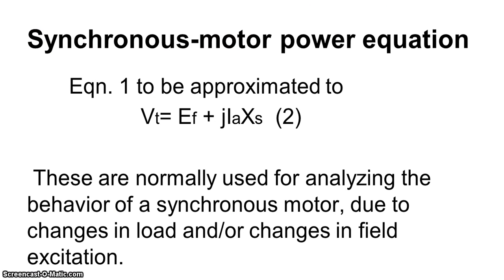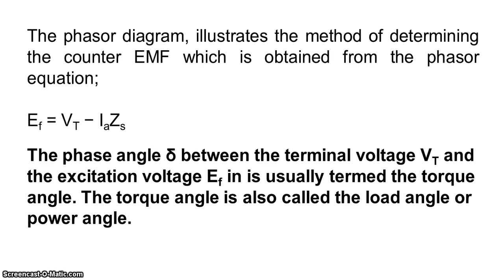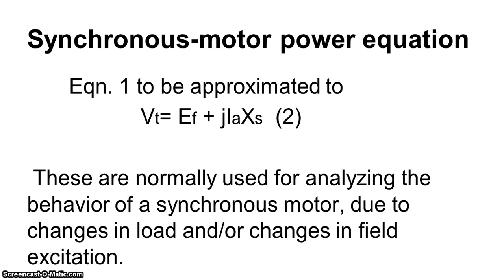I'm Madhurya, and except for very small machines, the armature resistance of a synchronous motor is relatively insignificant compared to its synchronous reactance. So the previous equation, EF is equal to VT minus IAZS, can be approximated to equation 2, which is VT is equal to EF plus jIAXS. The equivalent circuit and phasor diagram corresponding to this equation is shown in the next slide. These are normally used for analyzing the behavior of a synchronous motor due to changes in load or due to changes in field excitation.